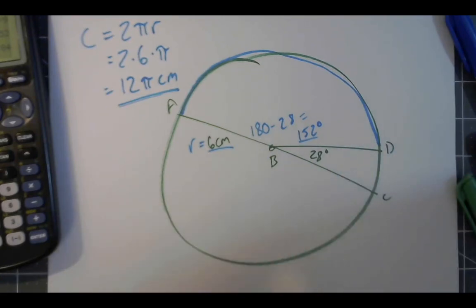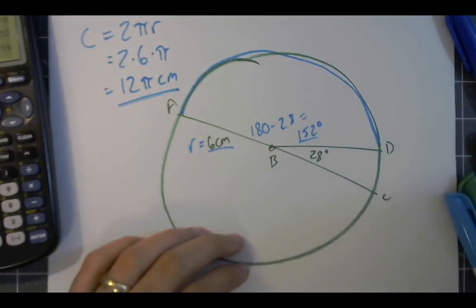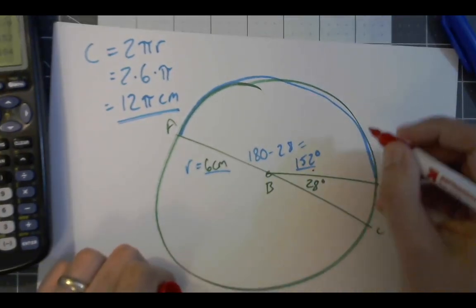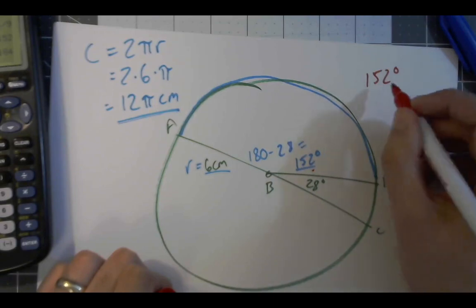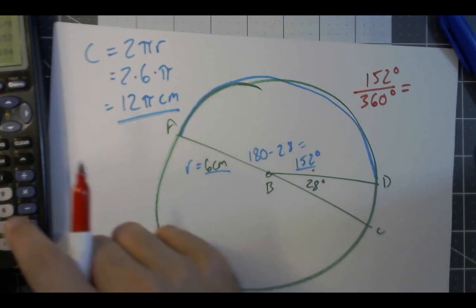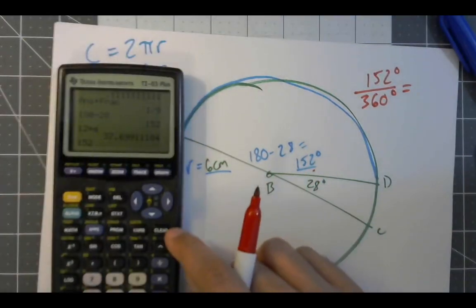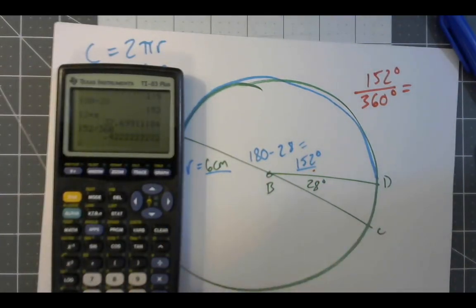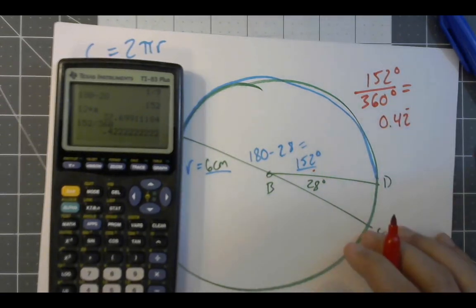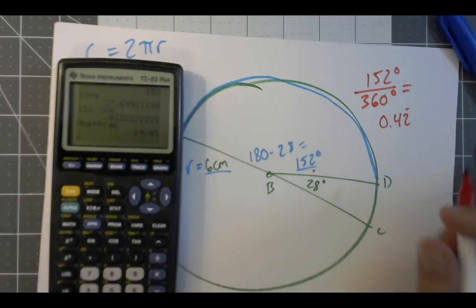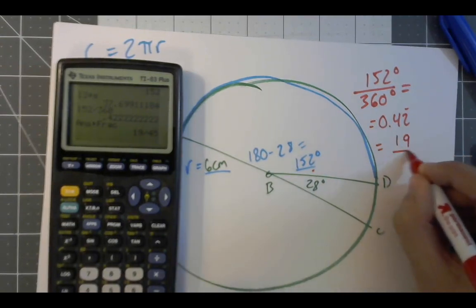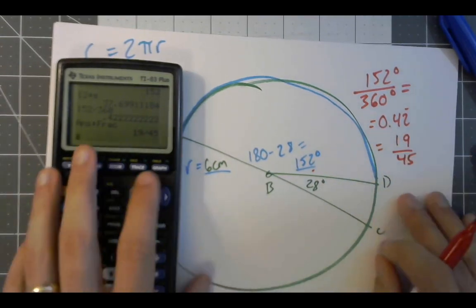So now our second to last step, our penultimate step, is to find what percentage of the circle I'm using here. I have this, I need it over here. 152 degrees out of 360 degrees gives me my ratio. 152 divided by 360, I get 0.42 repeating. I can put it as a fraction, to see if it's a normal-ish fraction. It's 19/45. That's fine. We have a calculator.